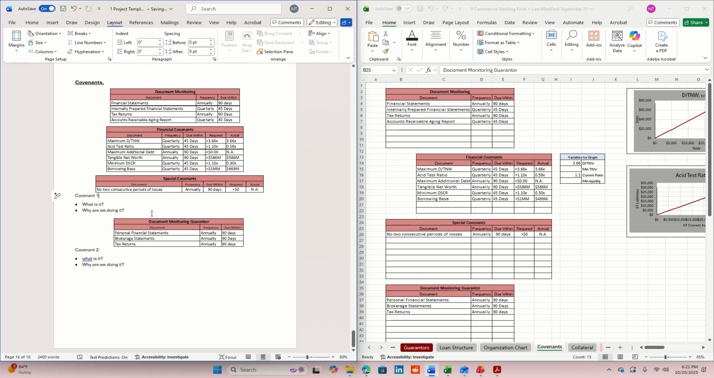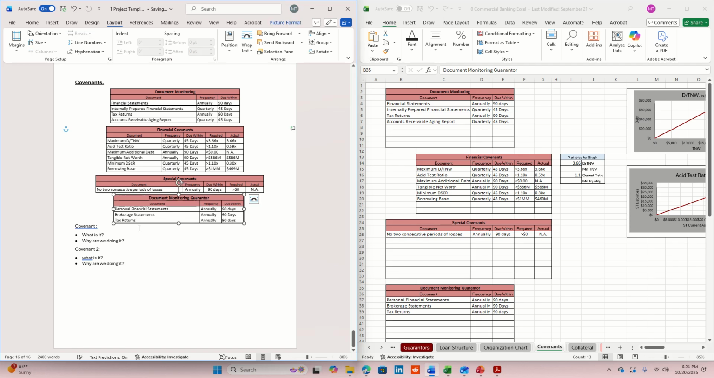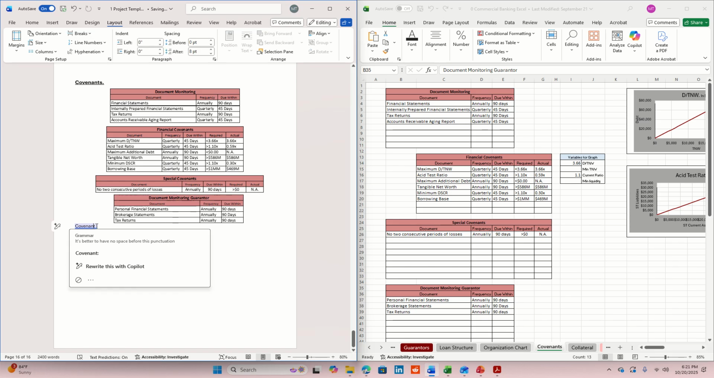Okay, so for covenant 1, we're only going to do one specific covenant. There's one covenant that you're going to need to define. So that covenant is your debt service coverage ratio. Now, what is it? This covenant is to monitor the borrower's ability to repay our loan, our notes, using cash from income statements. Okay, and then what are we doing?